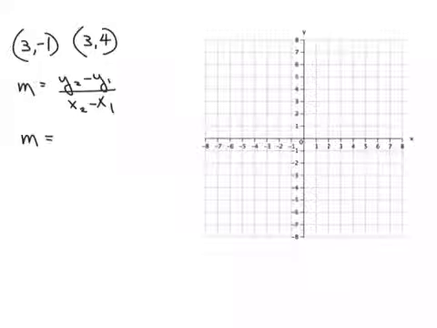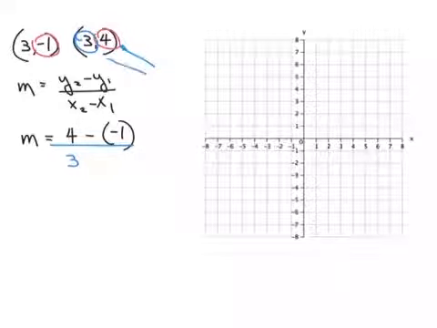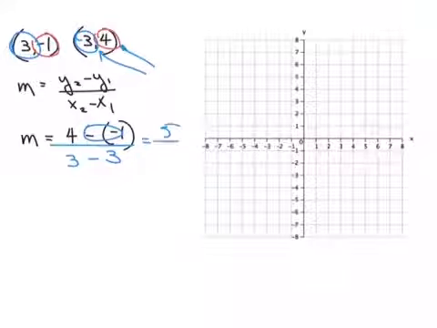Okay, so we're going to take y2, 4, minus y1, which is negative 1. Okay, so here's the one of the y's I took, here's the other y I took. And we're going to put that over x2, which is this 3, because I use this 4 as my y2, so I have to use this 3 as my x2, minus this x. So that gives me 4 plus 1 is 5 over 3 minus 3 is 0. Whenever you have 0 on the bottom, a slope does not exist. You have no slope. You do not have a slope of 0. You have a slope that does not exist.